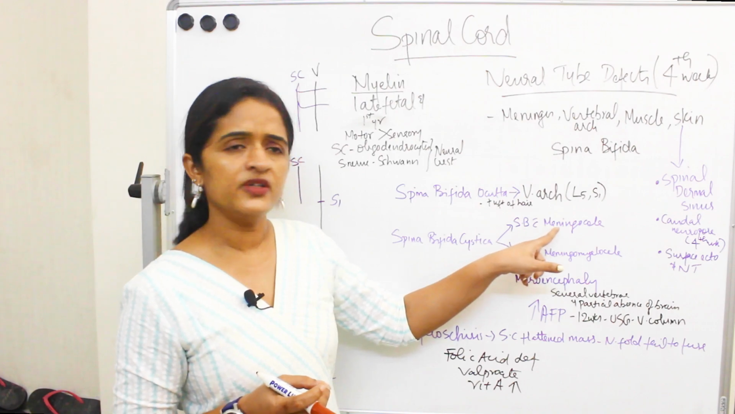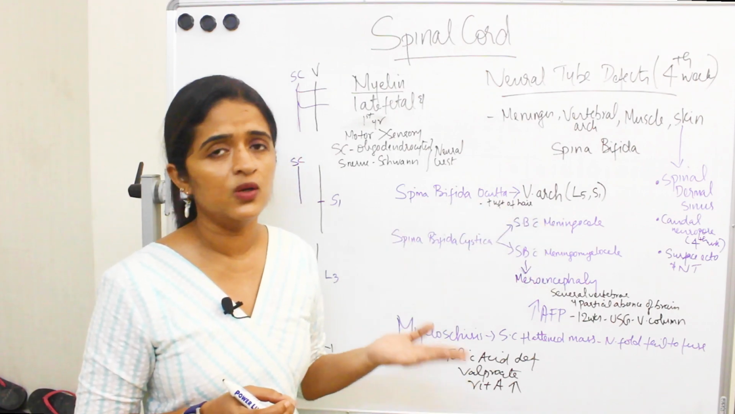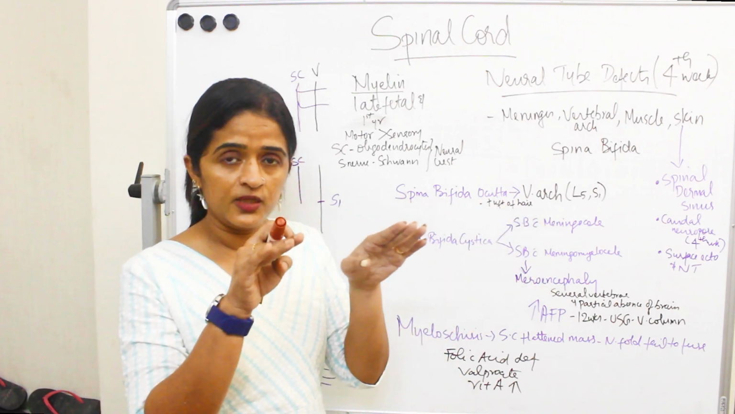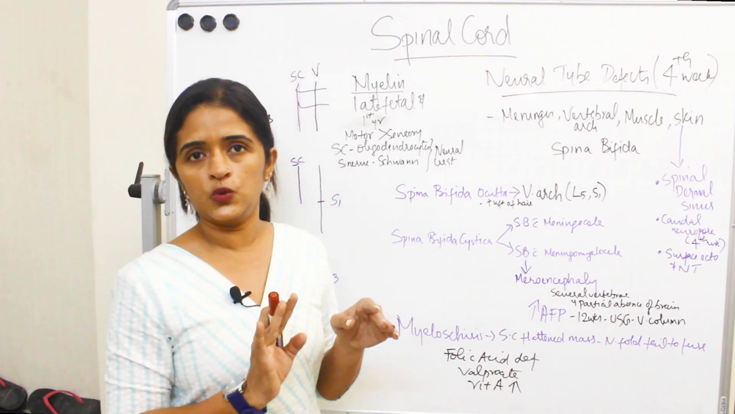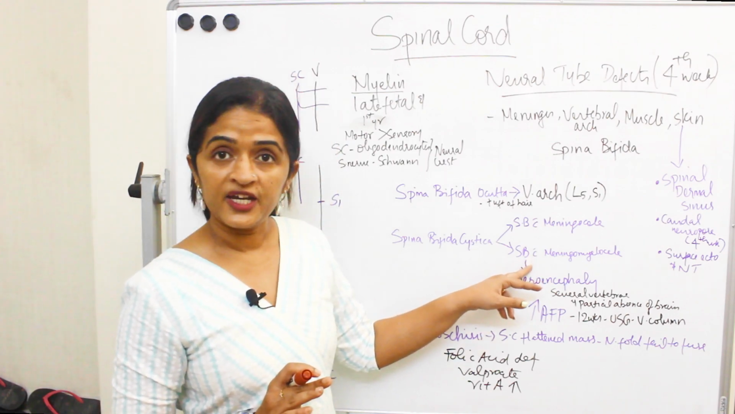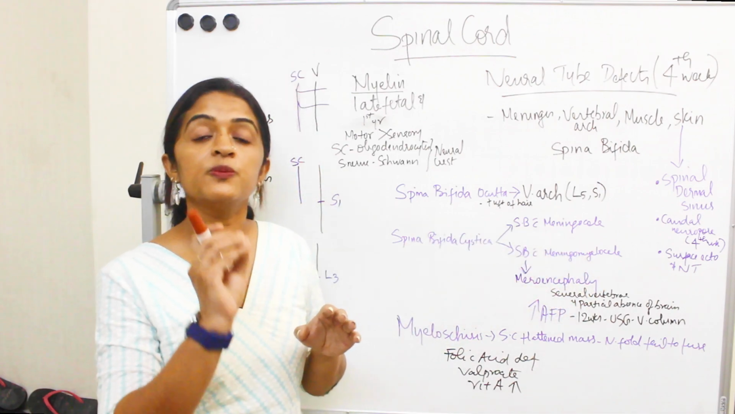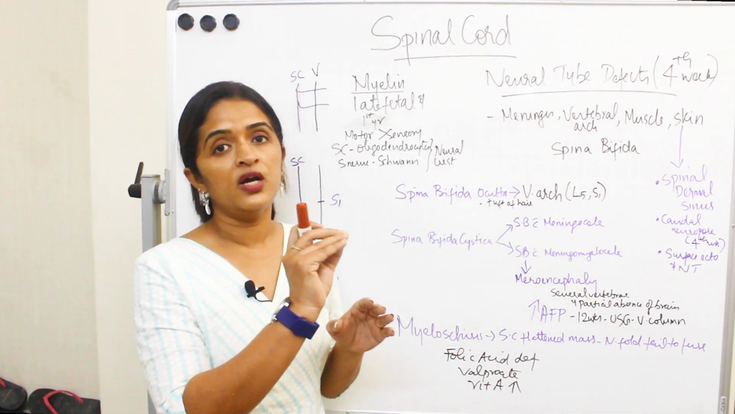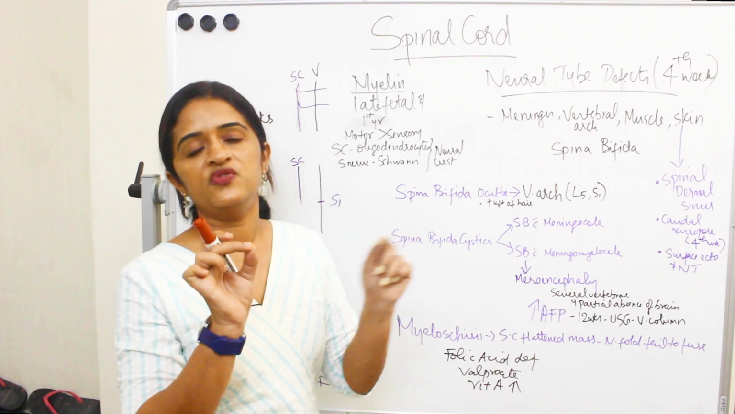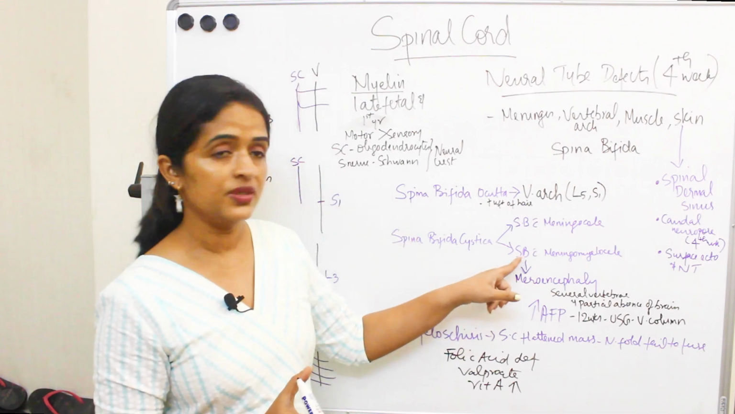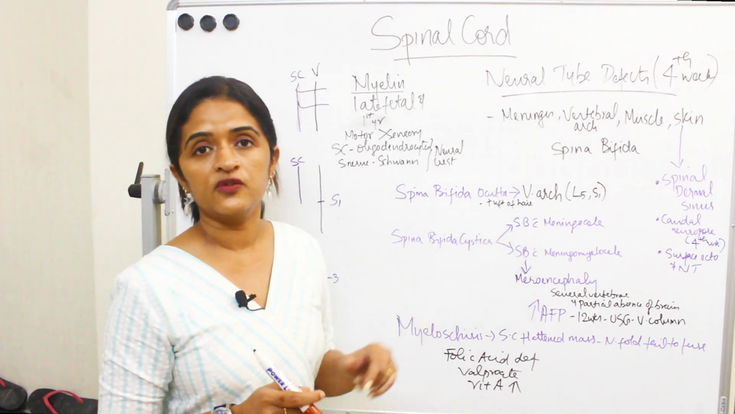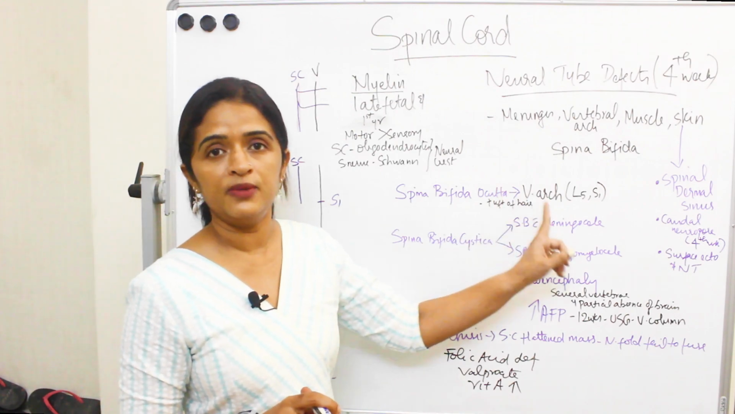So spina bifida with meningocele is again not that severe. Why? Because through the defect in the vertebral arch, you have just the meninges protruding out. But in spina bifida with meningomyelocele, you have a part of the spinal cord also protruding out along with the meninges through a defect in the vertebral arch. So this is more serious compared to that of the spina bifida with meningocele.